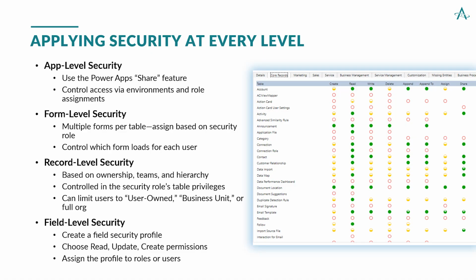Record level security is managed through ownership and team access. You can restrict a user to only see records they created or open it up to team or organization wide data. And finally, field level security. This is where you control if someone can see or edit a specific field within a record. A common example: even if someone can view an employee record, they shouldn't be able to see the salary field unless they are in HR.